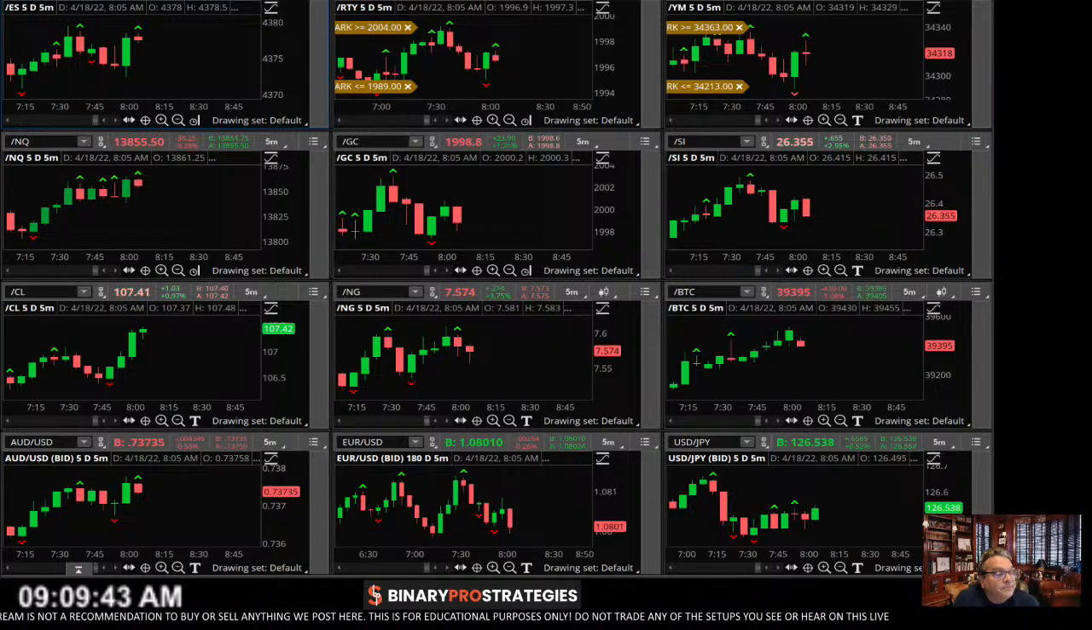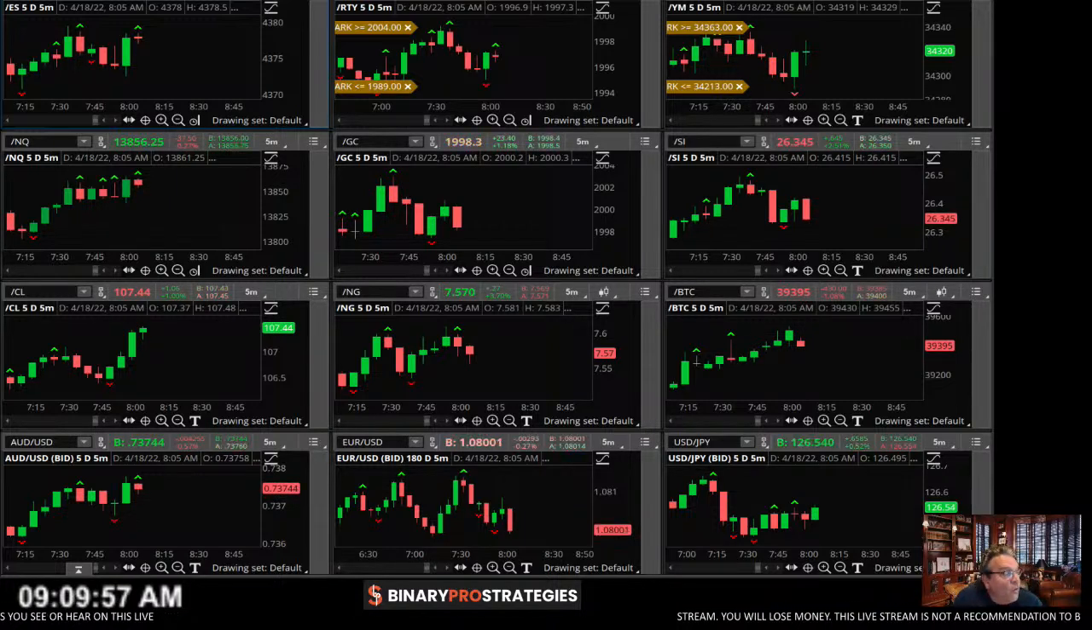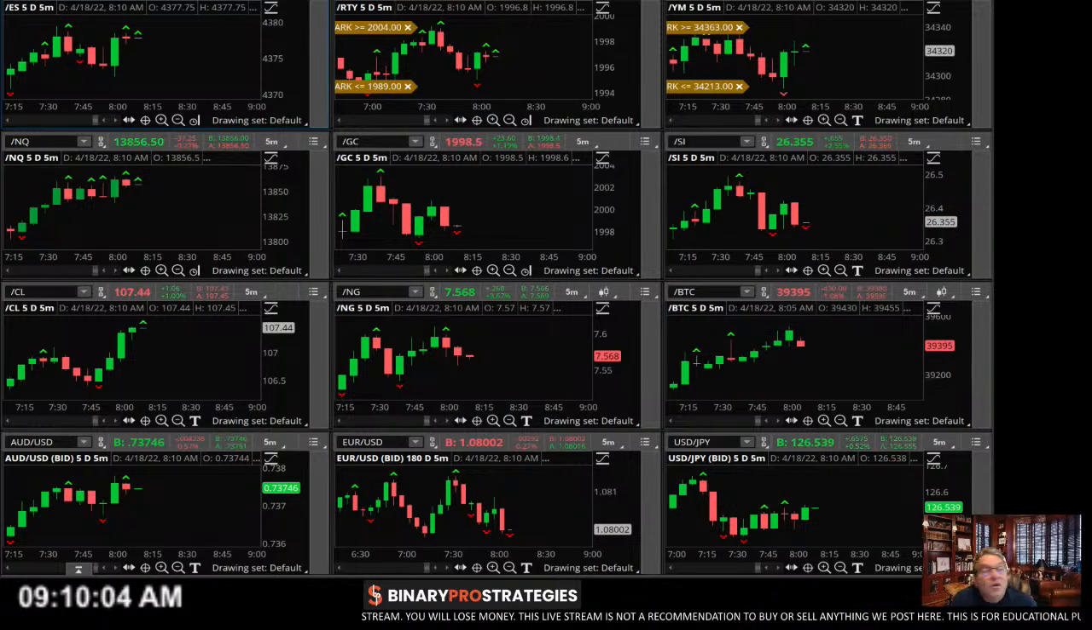RTY. Buy came in anything lower than 19.99, so 19.99 and less. Right now, what are we sitting at? 96. Target is going to be 20.04, and if we need to reverse, 19.89. Keep in mind, first thing in the morning can be quite volatile with these indices, so you want to be really careful.